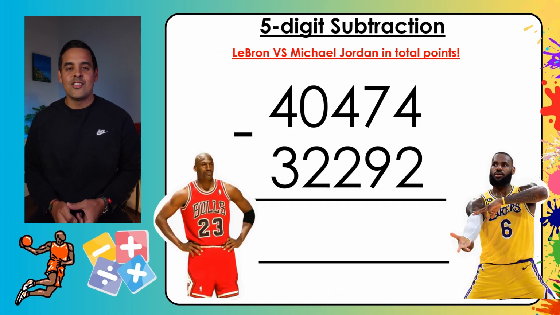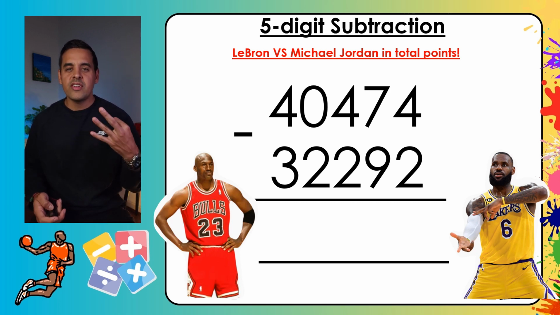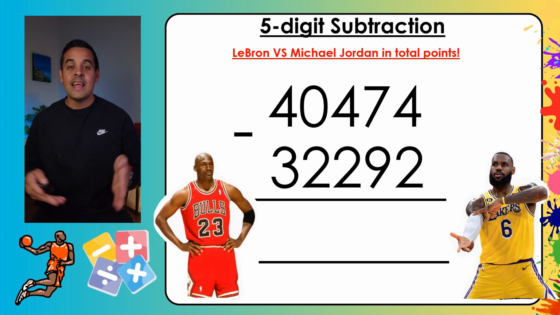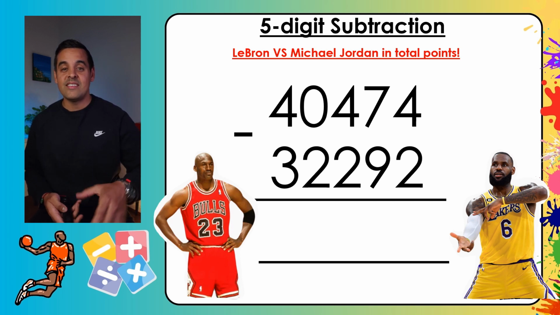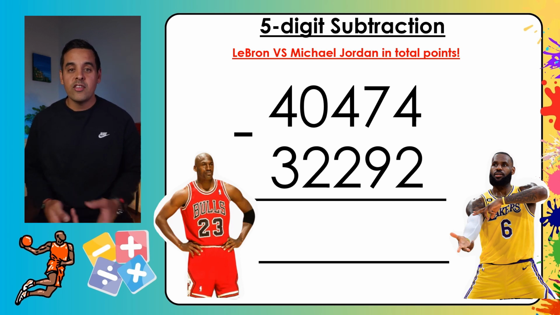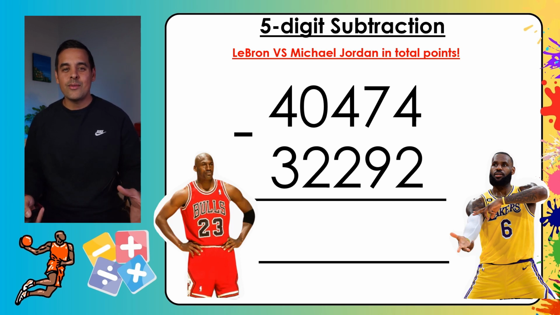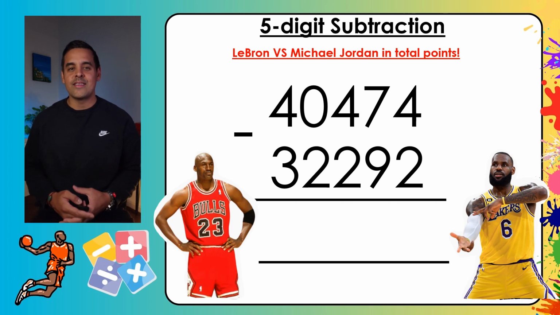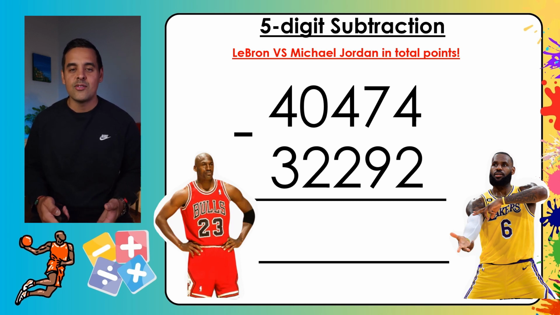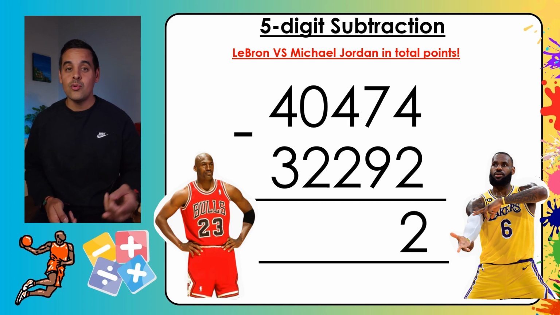Let's start the lesson. So I thought I'd start with a fun slide to show you exactly how to subtract larger numbers. So subtraction level 3 involves subtracting larger numbers, in this case 5-digit subtraction. So as always, we start from the ones column. In this question, we're dealing with LeBron versus Michael Jordan in total points. So LeBron has 40,474 and Michael Jordan has 32,292. So starting in the ones column, 4 take away 2, easy, that's 2.